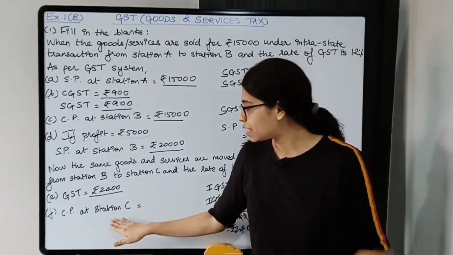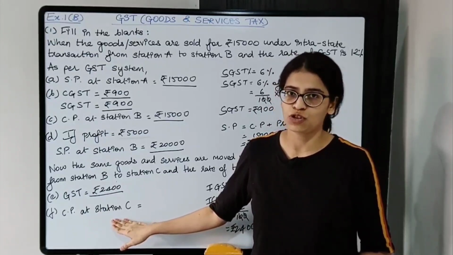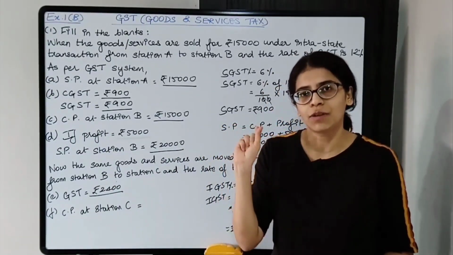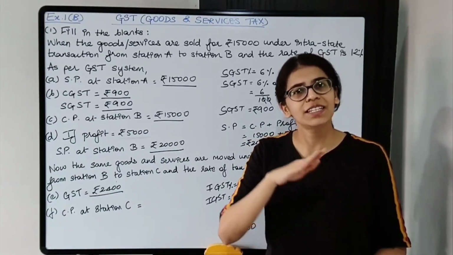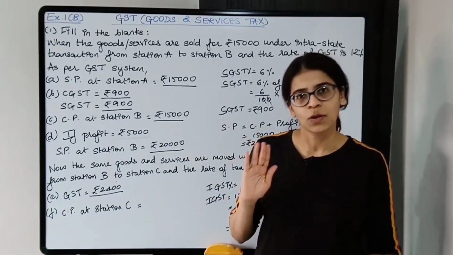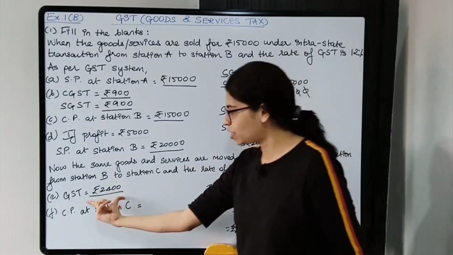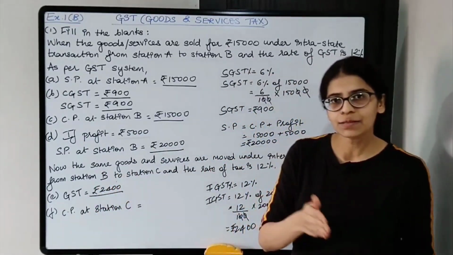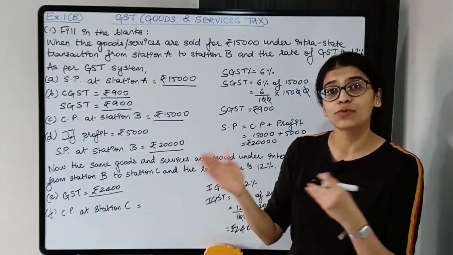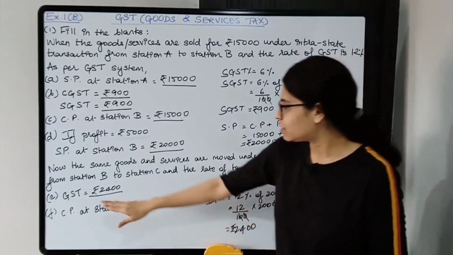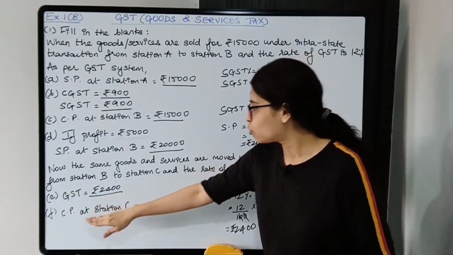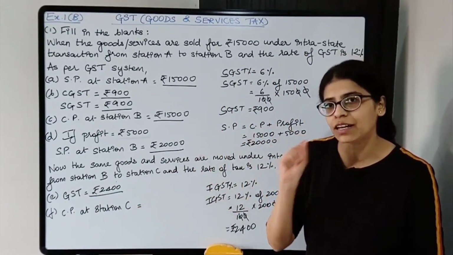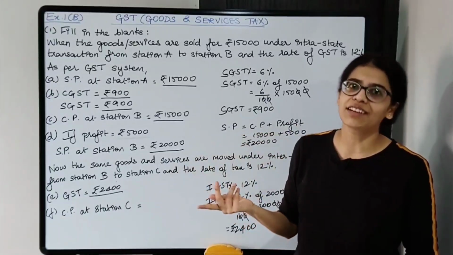Now, cost price at station C. How much will it be? Again, they have asked cost price, not the costing, not the amount. So GST is extra. This much GST C has to pay to B. C is buying and B is selling. B is selling for 20,000 rupees plus the GST, that is this much. So what is the cost price for station C? It is 20,000 only, plus GST extra.